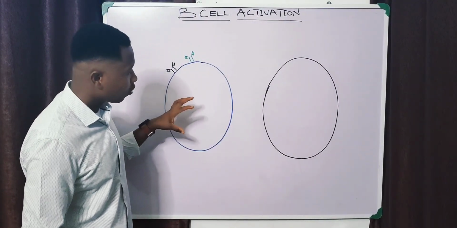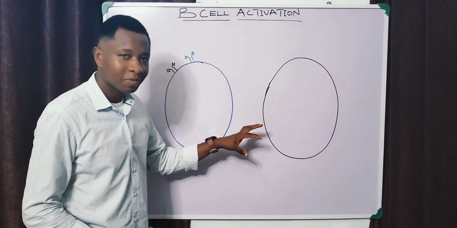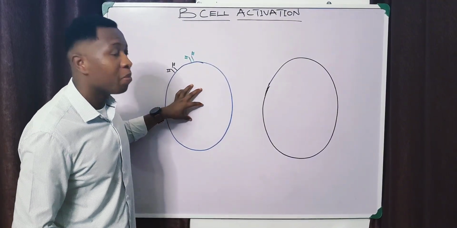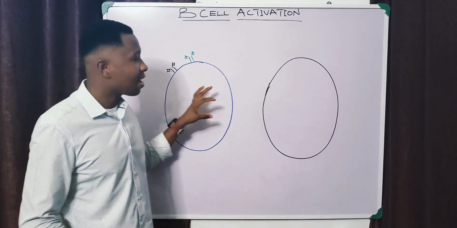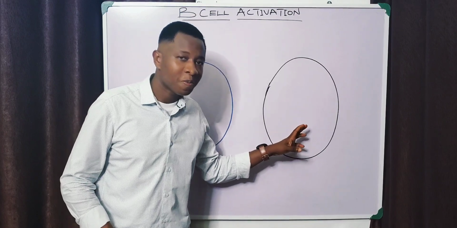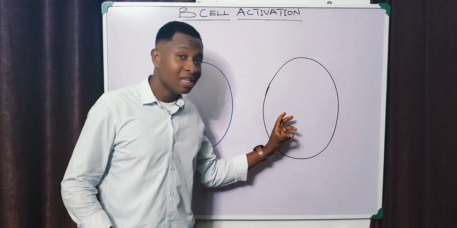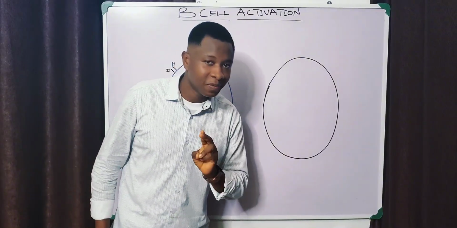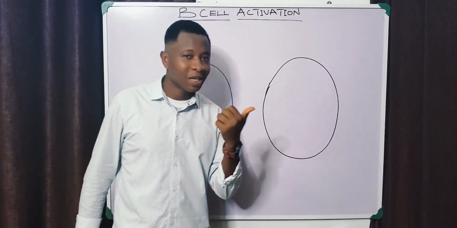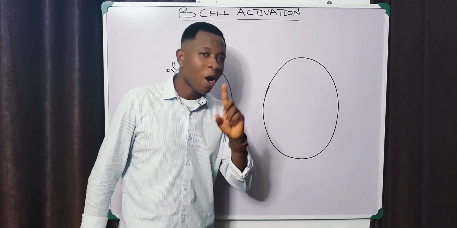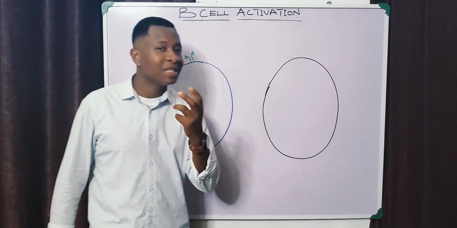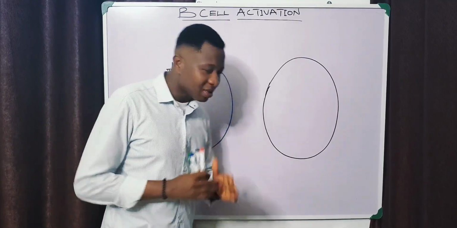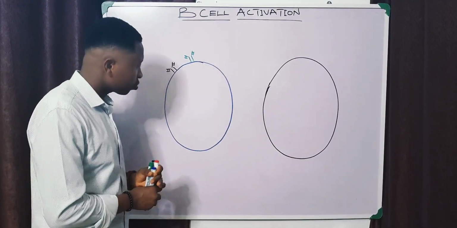So this is a structure of two cells. Let's assume this is our B cell, right? And this is another type of cell. We call this the T cell because the B cell cannot be activated without the help of other cells. So the T cells help the B cells to be activated. So let's look at how this happens.